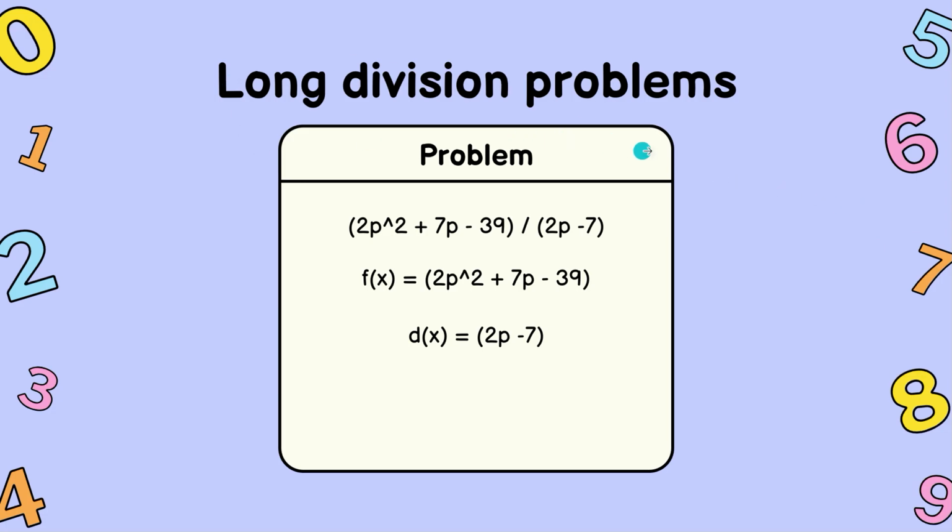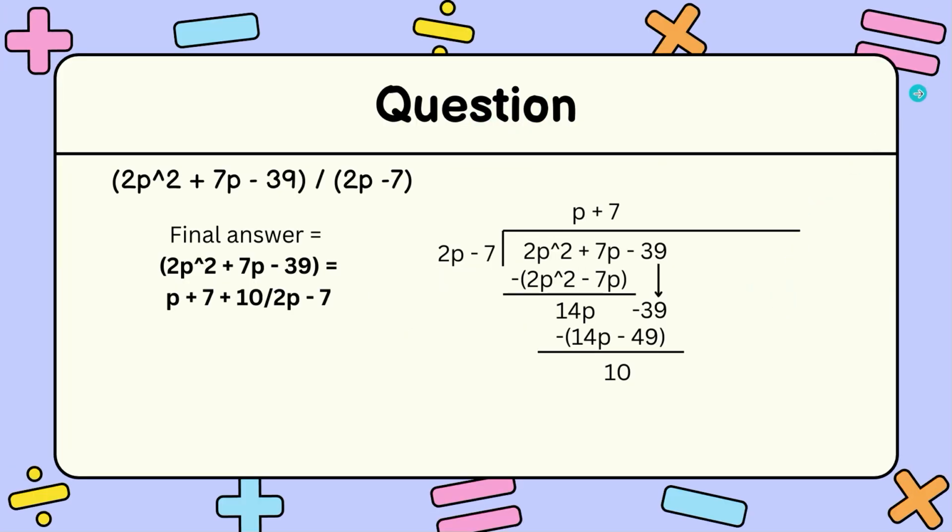So here is the problem we will be solving using long division, and as you can see here, our polynomial is 2p squared plus 7p minus 39, and our divisor will be 2p minus 7. So again, here's the question. We know what our polynomial is, we know what our divisor is, and how we solve this problem is we will simply take our polynomial and put it under the long division symbol, and then have our divisor outside.